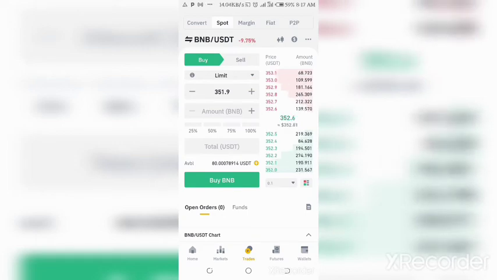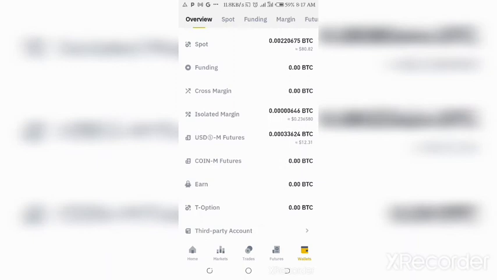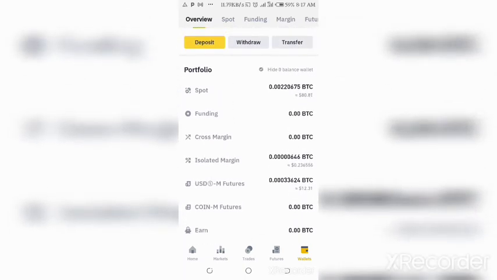So this is the spot wallet. I have this much in my spot wallet. There is the funding wallet, there is the cross margin wallet. All these you're seeing here are different wallets for different trading options. Like, I have actually not told you about futures trading.